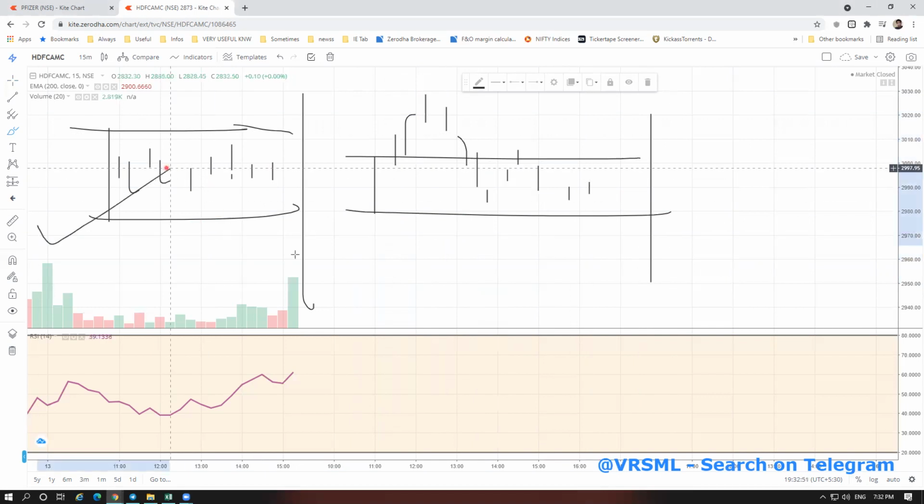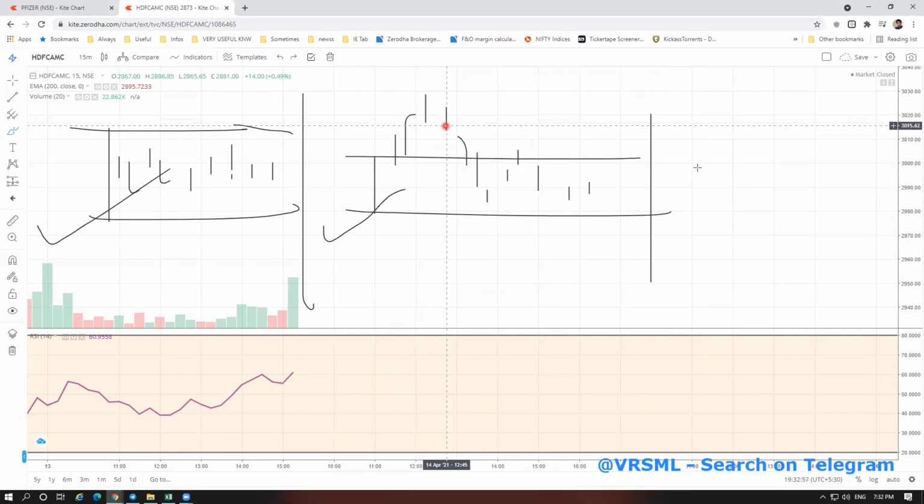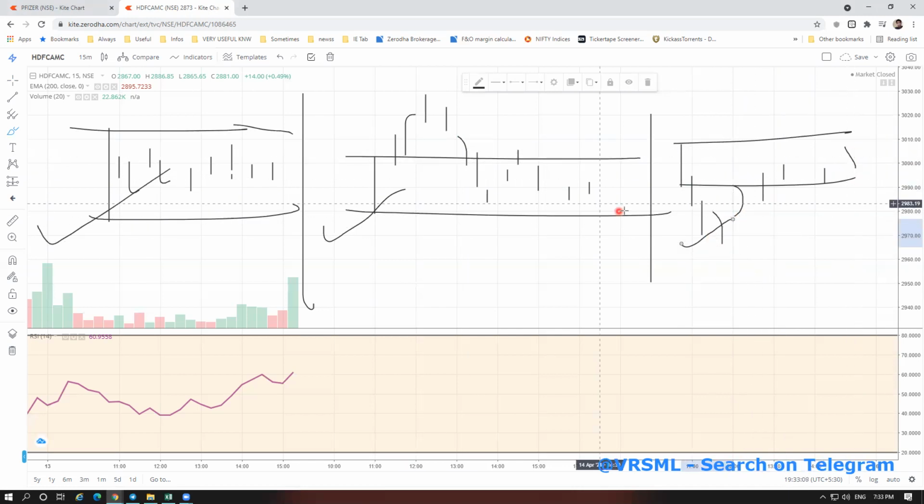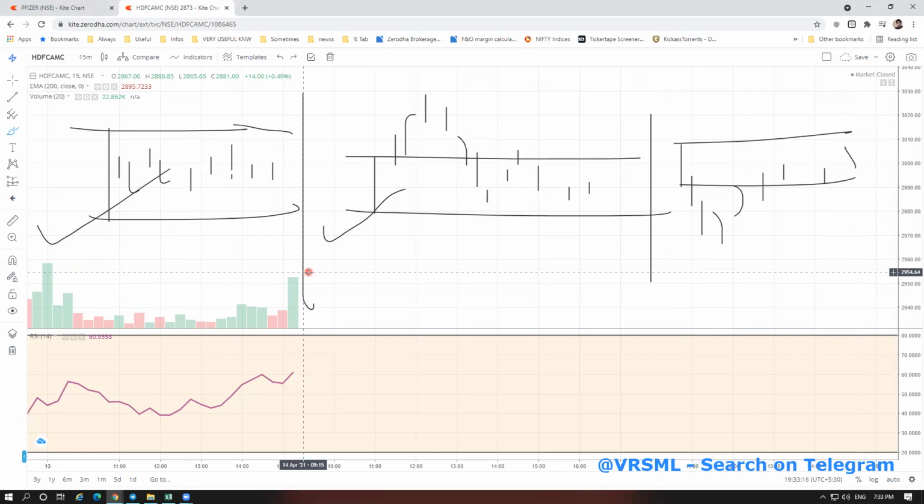This is a consolidation for me, this is a consolidation for me, and this also. This one went for a high break, and this is a low break, but somewhere they close inside. This is a low break but not sustained, close inside. This is a high break, not sustained, close inside. This has no side break. So all three setups are consolidation for me.